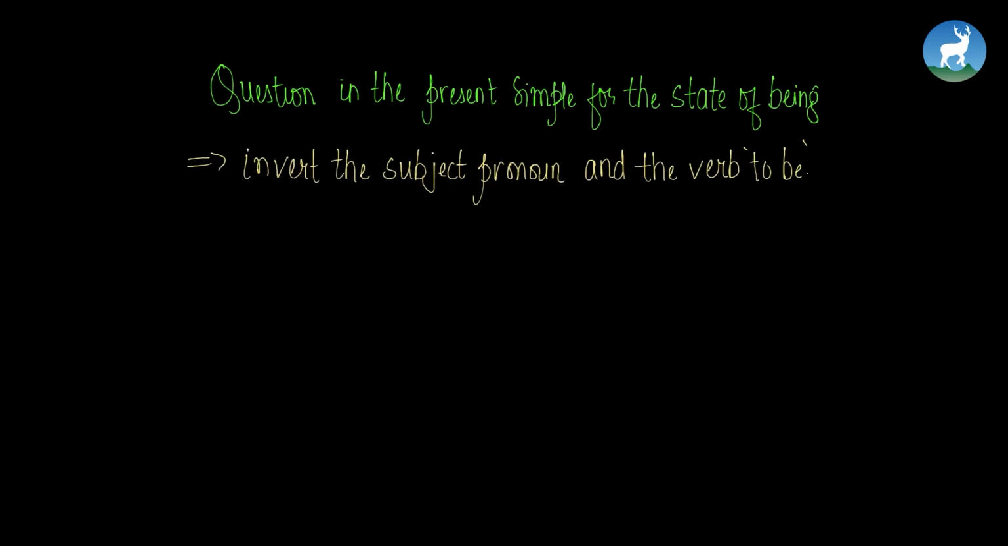How do we do it? Let's take some examples again. For example, here's a sentence: I am late. How do you change it into a question? Or let's say, how do you write down questions for the state of being? Here, as I have just explained, we are now about to invert the subject pronoun and the verb to be. So the question is written as, Am I late? We put a question mark.